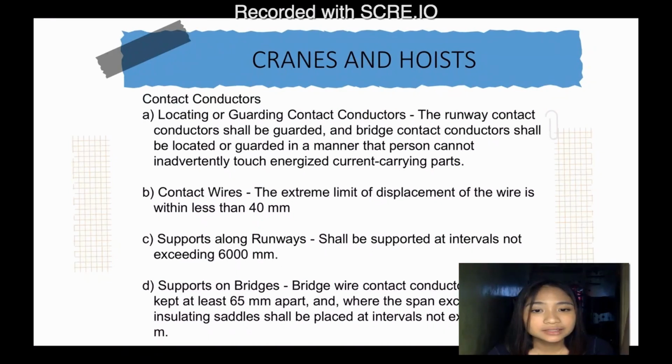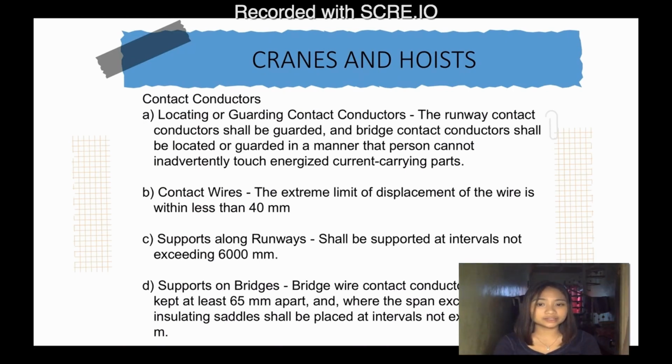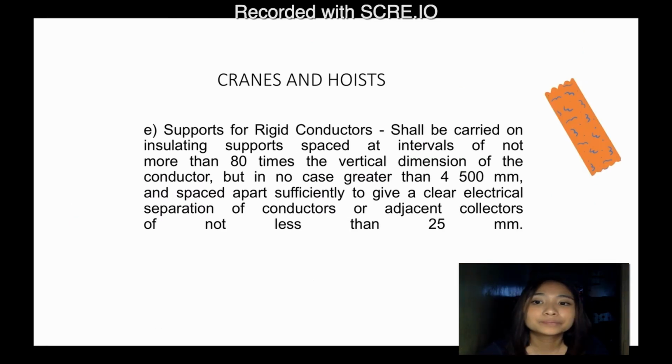Supports along raceways shall be supported at intervals not exceeding 6,000 mm. And letter D, supports on bridge. Bridge wire contact conductors shall be kept at least 65 mm apart, and where the span exceeds 25 meters, insulating saddles shall be placed at intervals not exceeding 15 m.